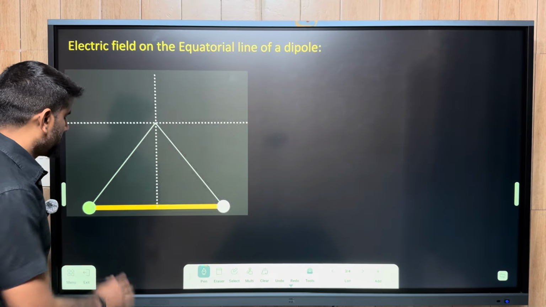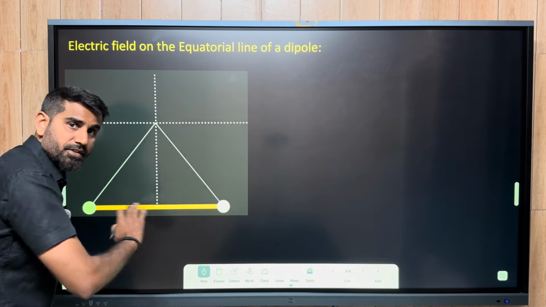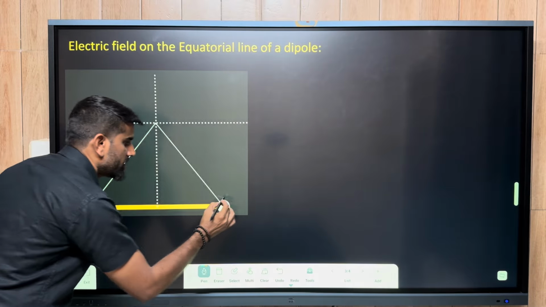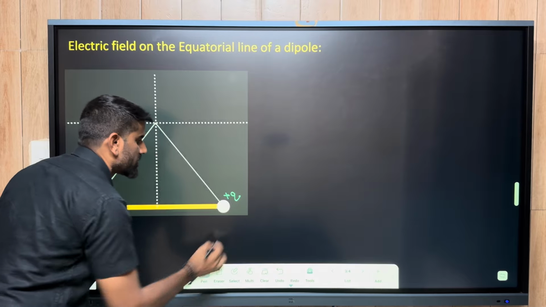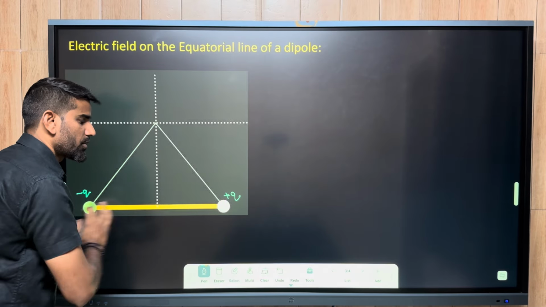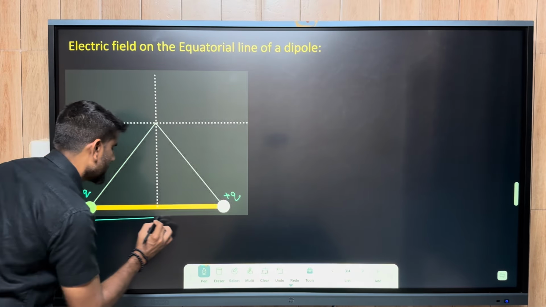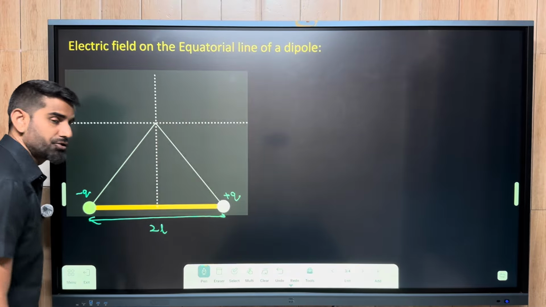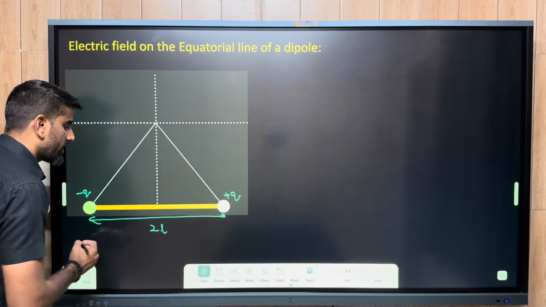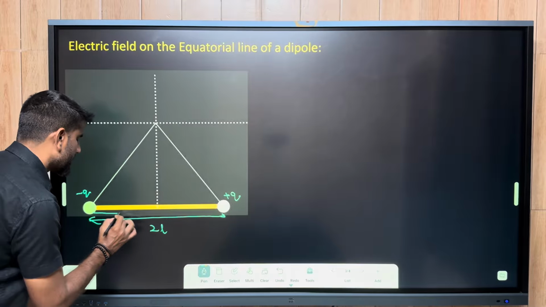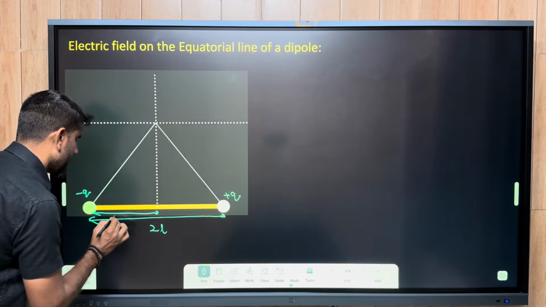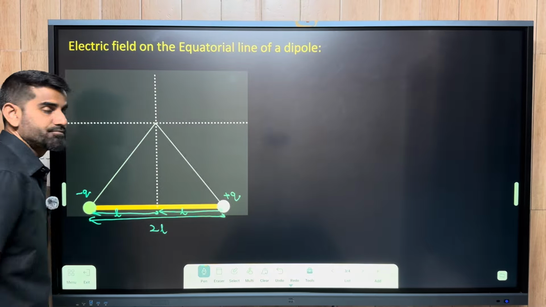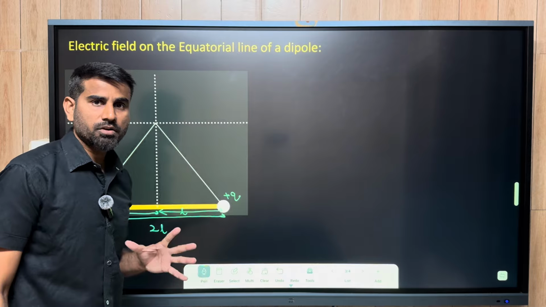Okay, now where is the dipole? Here we have the dipole. Here I have minus Q charge and here I have plus Q charge. Two equal charges of opposite polarity separated by a small distance. That distance is nothing but 2L. If this entire length is 2L, what will be this length? It is L. And what will be this length? It will be again L. Are we clear till now?